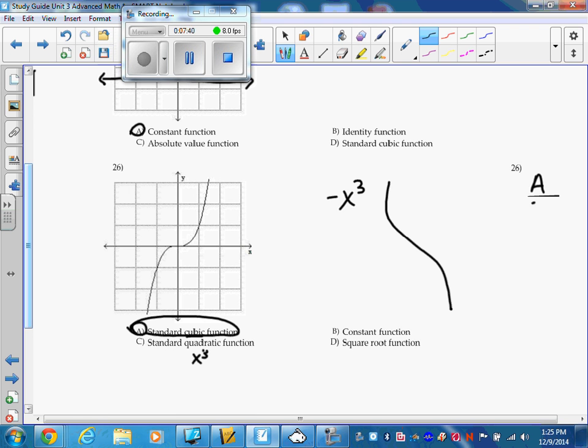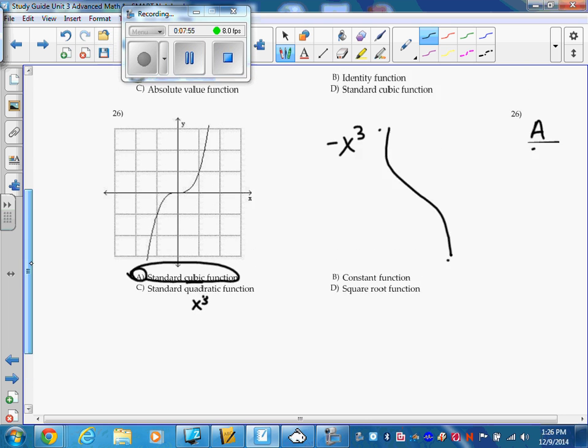Positive, odd functions start down and end up. Negative, odd functions start up and end down. And we'll use our calculator a lot to help us out with that too.